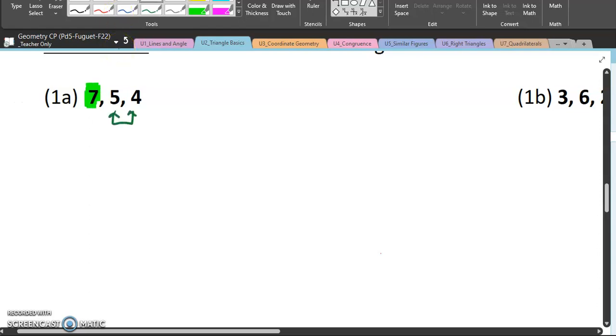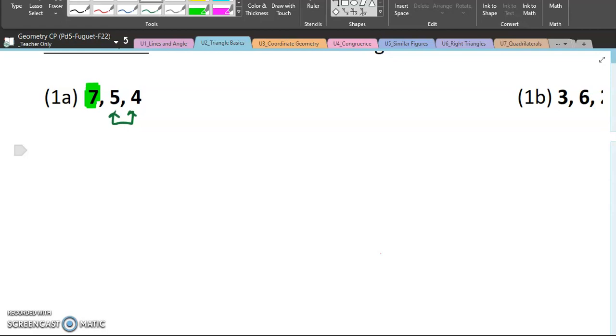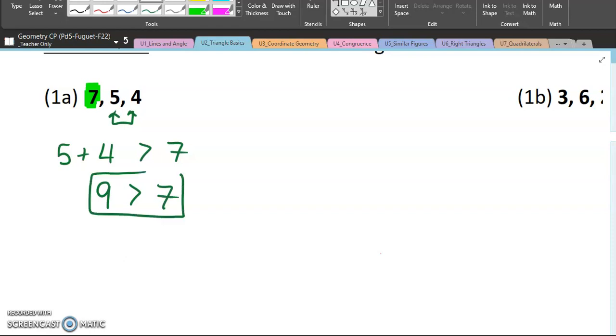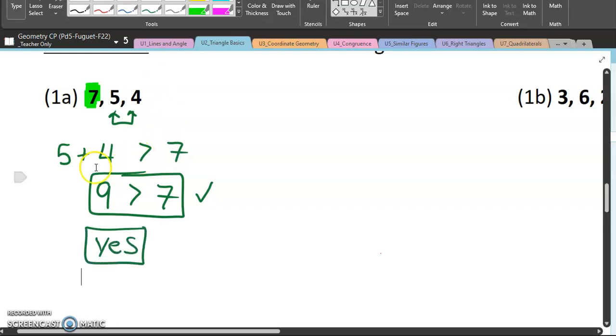Therefore, the two shorter sides are 5 plus 4. So in order for the triangle inequality theorem to be true, 5 plus 4, the two shorter sides, must be greater than the larger side, 7. We know that 5 plus 4 is 9, and 9 is greater than 7. Is that a true statement? Yes, it is. So the statement here is true.